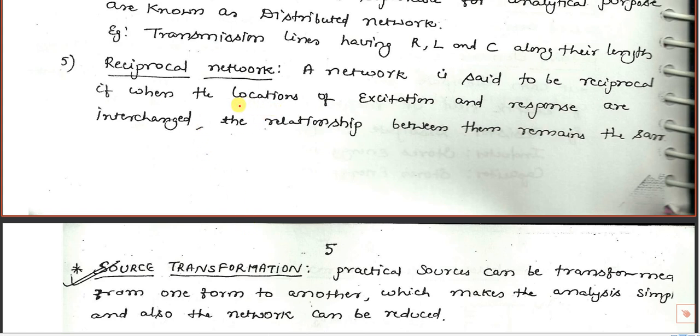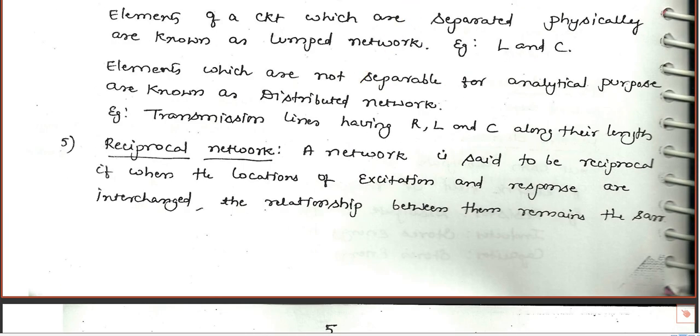Next, the last one is reciprocal network. A network is said to be reciprocal when the locations of excitation and response are interchanged and the relationship between them remains the same. Excitation means voltage source, response means where the load current is coming. The ratio will remain the same even if we exchange the response and excitation positions. So next we'll start with another technique, the source transformation technique, in the next video.